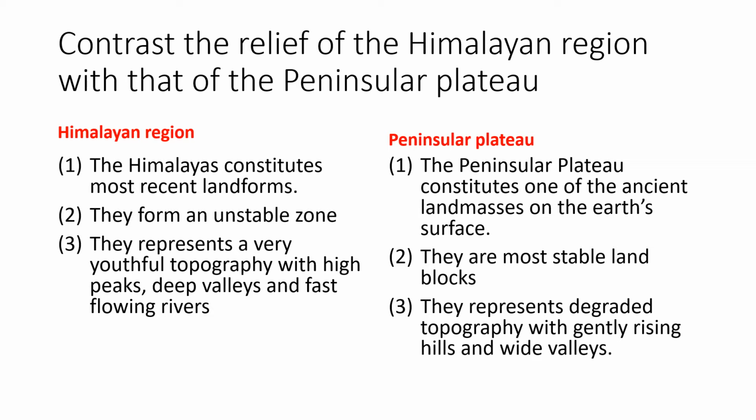Third point is the Himalayan region represents a very youthful topography with high peaks, deep valleys and fast flowing rivers, while the peninsular plateau represents degraded topography with gently rising hills and wide valleys.